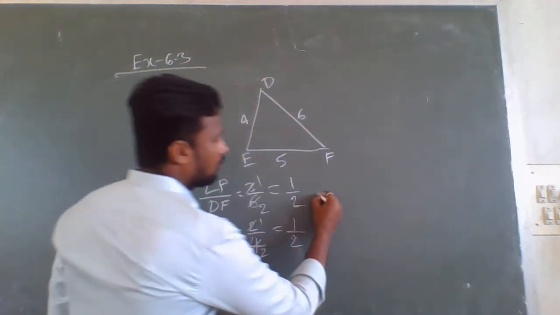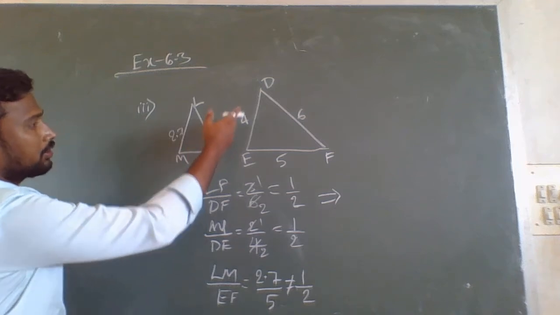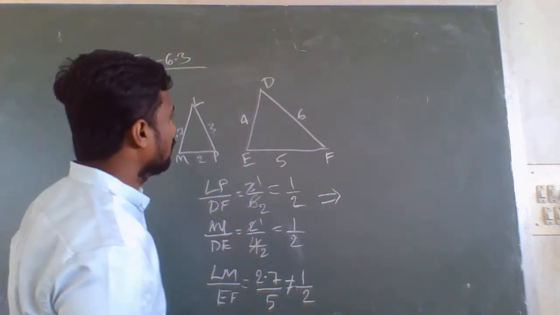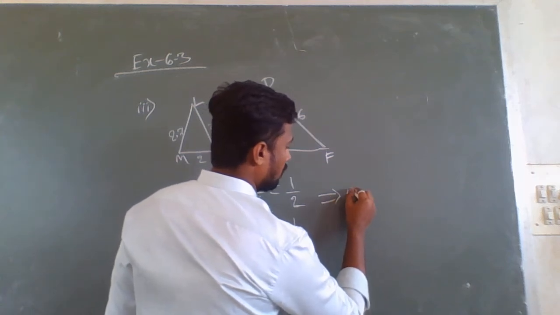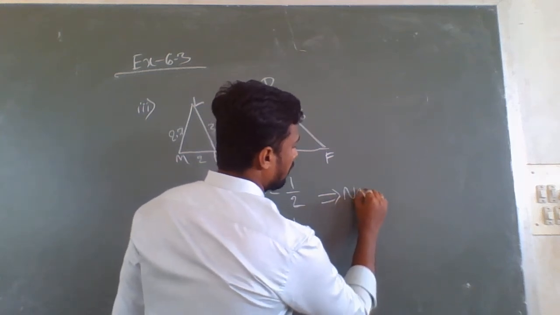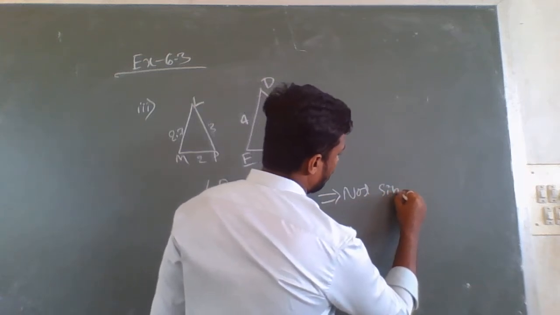Therefore, we can say that triangle LMP is not similar to triangle DEF. You can say that these two triangles are not similar.